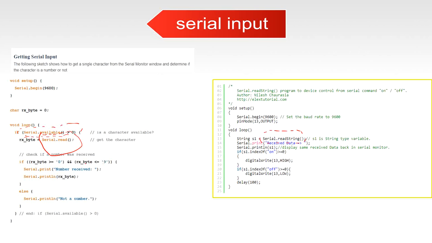So we need to put some function that checks whether there is any incoming variable from the PC. If yes, then only it will execute the serial.readString or serial.read function. Then in the subsequent step, we can manipulate the received information before we execute the subsequent function.